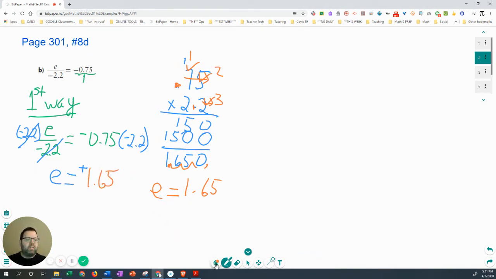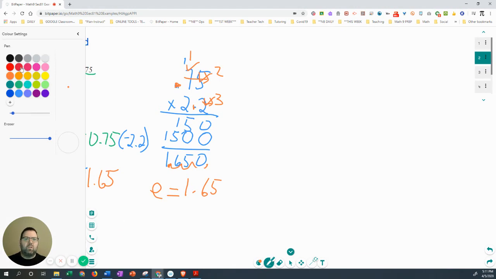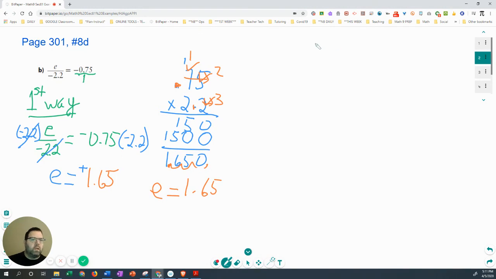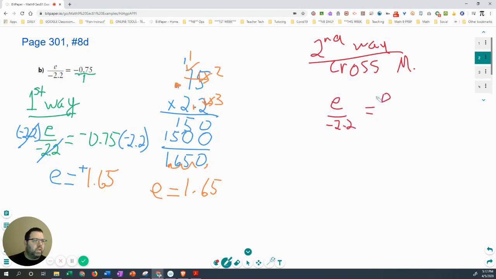Now, the second method, let's just use red. The second way would be to cross multiply. Okay, I'm not going to write it all out. All right, so you have e over negative 2.2 is equal to negative 0.75 or 75 hundredths. Now, notice the way I wrote this.